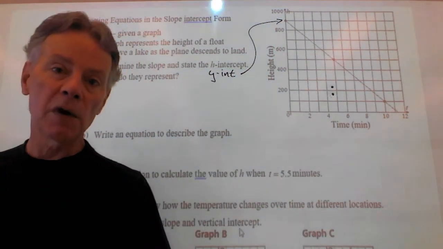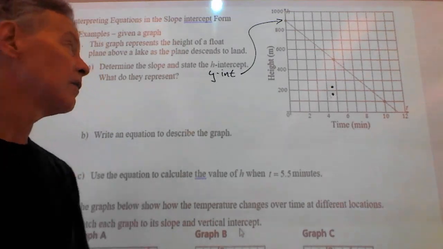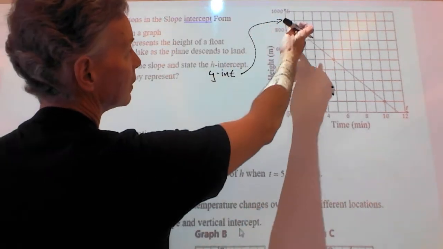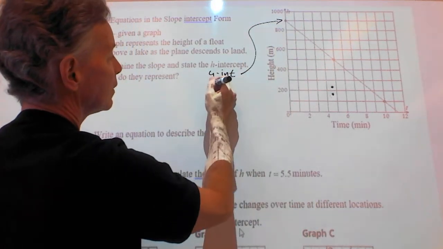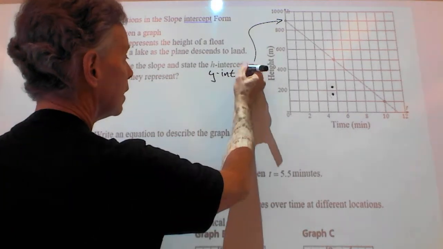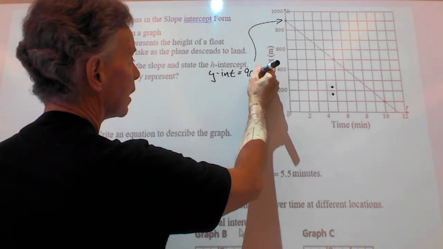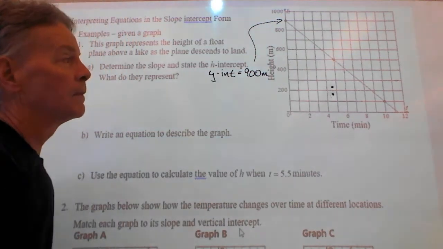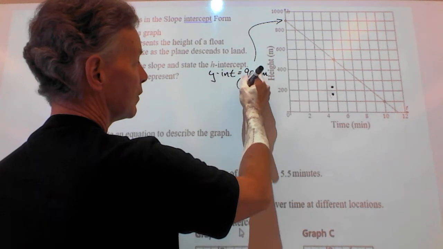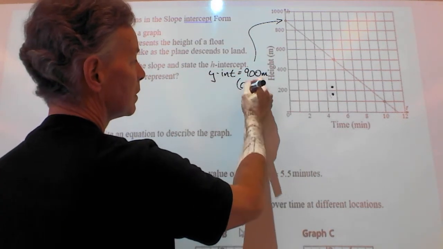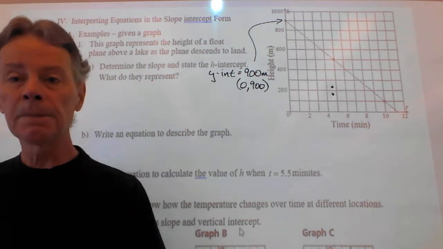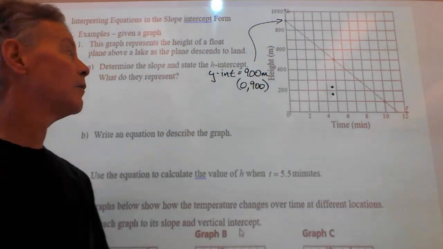Okay? Now, if you have a graphed line, the y-intercept is pretty easy. It's simply the point where the line crosses the y-axis. So our y-intercept, in this particular case, is between 800 and 1,000. So the y-intercept equals 900 meters. The coordinates for the y-intercept would be 0, 0 time, and 900. Okay? So the y-intercept is 900.